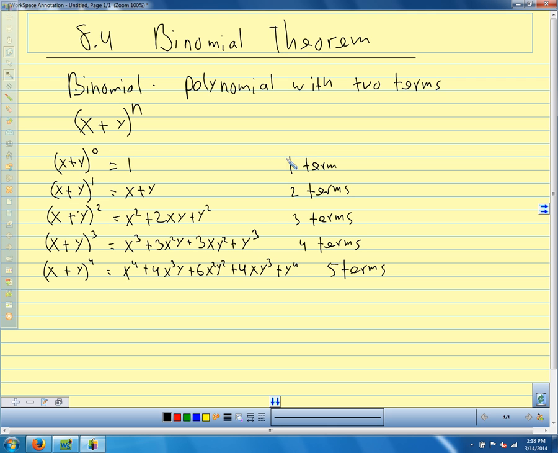So what are you saying there, Chad? We have n plus 1 terms. So each of these we have n plus 1 terms. This is the 0 power, we get 1 term. 1, we get 2 terms, so we have n plus 1 terms. Any other patterns we see? The numbers in front of the variables are symmetrical. So we have this symmetry here. We have a 1 and a 1, a 1, 2, 1, 1, 3, 3, 1, 1, 4, 6, 4, 1.